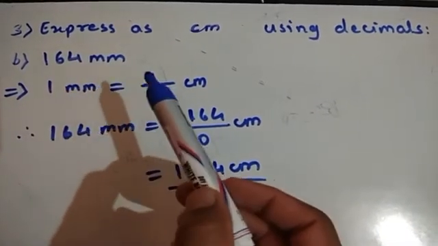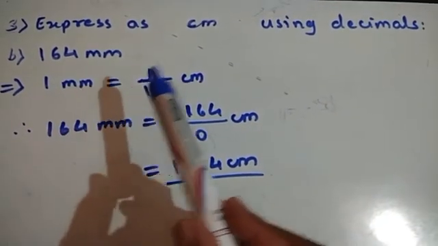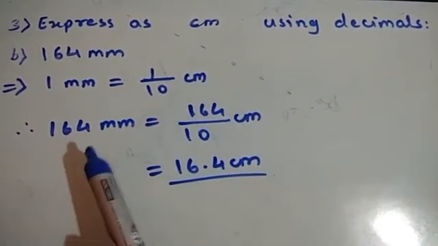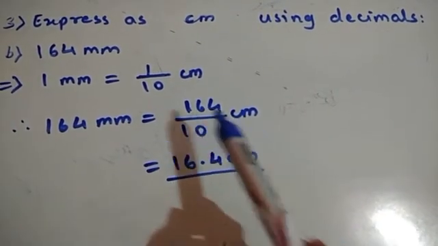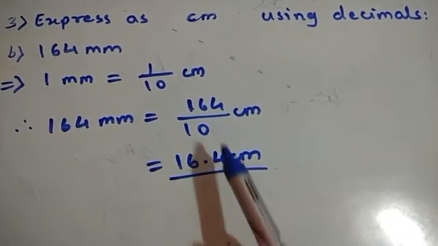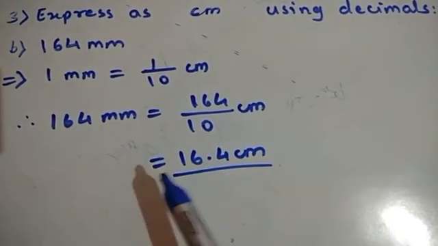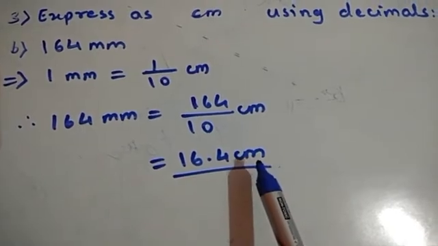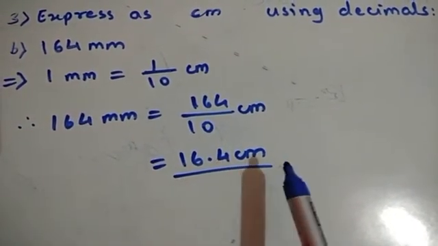164 millimeter is equal to how many centimeter? We know that 1 millimeter is equal to 1 upon 10 centimeter. Therefore, 164 millimeter is equal to 164 upon 10 centimeter. Now this 164, write down as it is. Here in the denominator only 1 zero we have. Before one digit put decimal point. Therefore 16.4 centimeter will be the answer. Therefore 164 millimeter is equal to 16.4 centimeter.